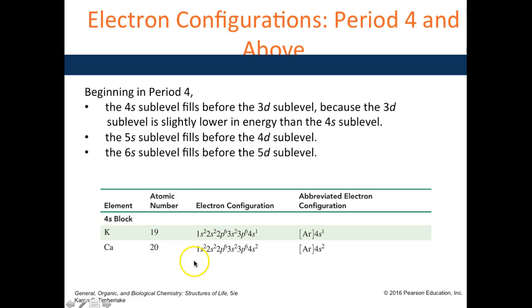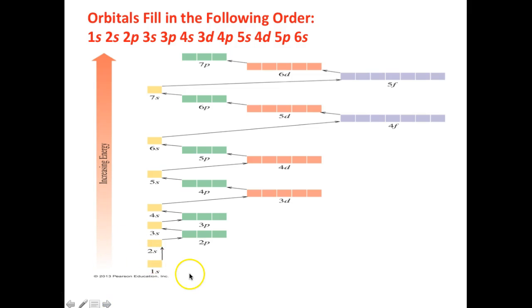Calcium: potassium is 19, argon is 18, so 18 plus 1 is 19, and then calcium is argon 4s2. So the 4s sublevel is completed. Now the 3d starts filling up. So this is the order of filling. You first fill the lowest energy levels, and then the next higher, and the next higher, and so on. So the 1s, the 2s, the 2p, 3s, 3p, and now instead of going to 3d, there is a 4s.